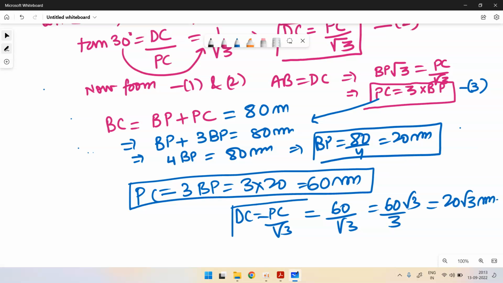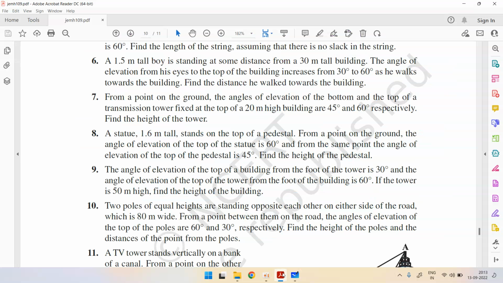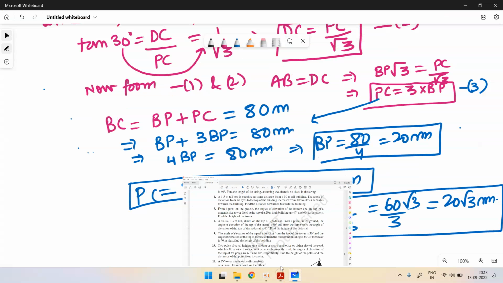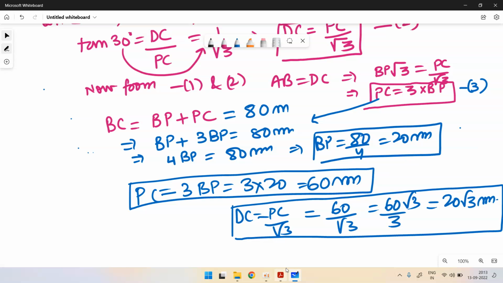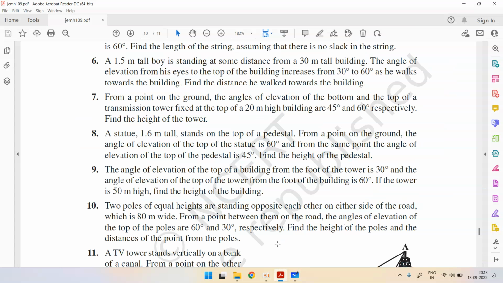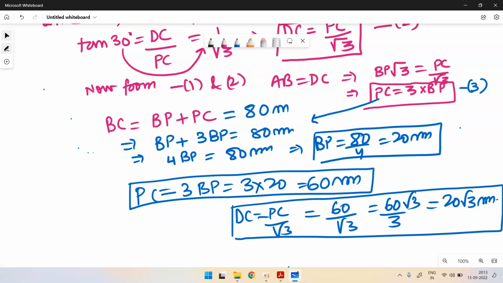So what we needed to find is the height of the poles. The height of the poles is 20 root 3 meters, and the distance of the point from the poles is 20 meters from one pole and 60 meters from the other pole. Which is the answer.